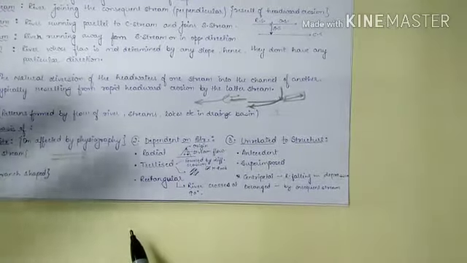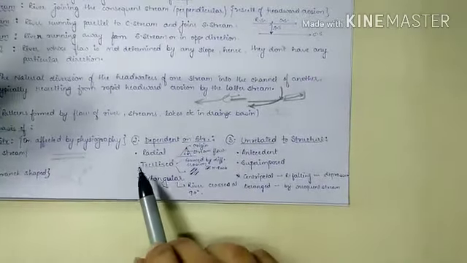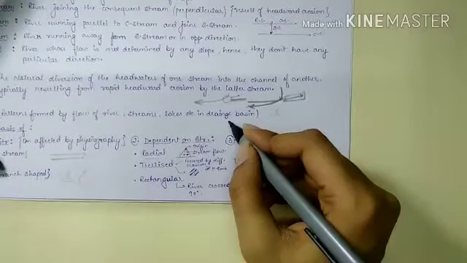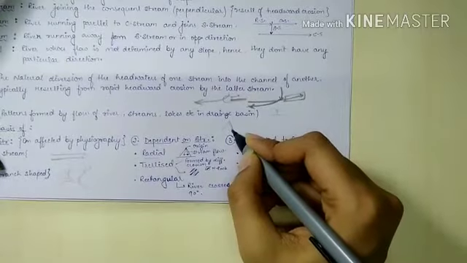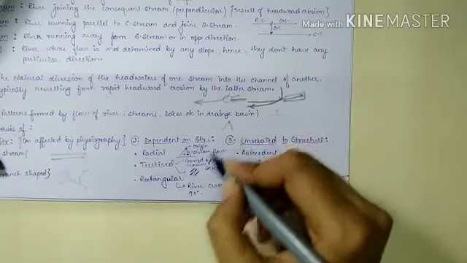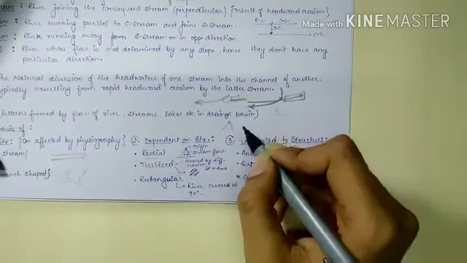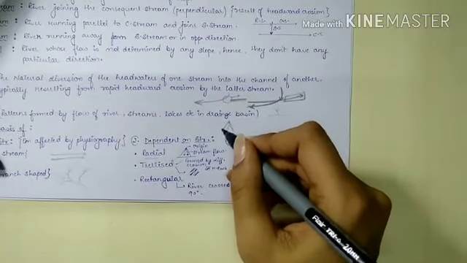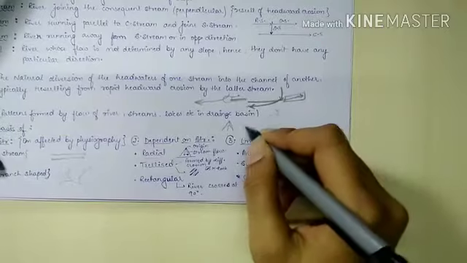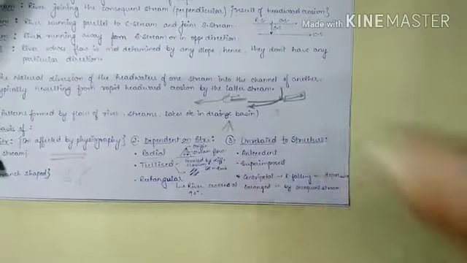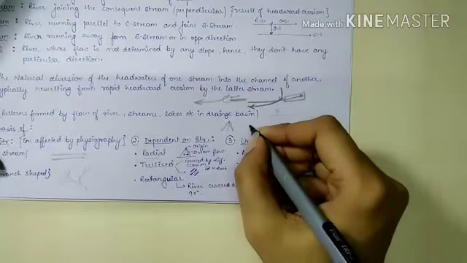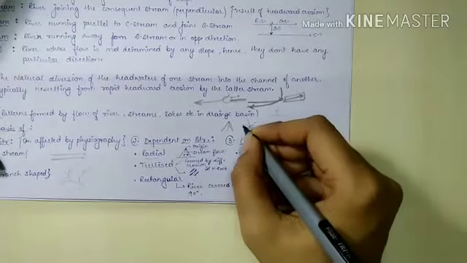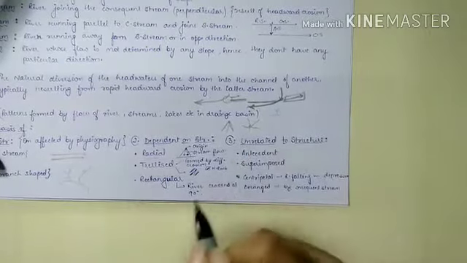In dependent on structure, basically we have three types. First is radial. What happens is, see, if this is a mountain, a river originates from the top of the hills. It will flow in this direction, this direction, this direction. When we look from above, we will see something like this. This is known as the radial pattern.